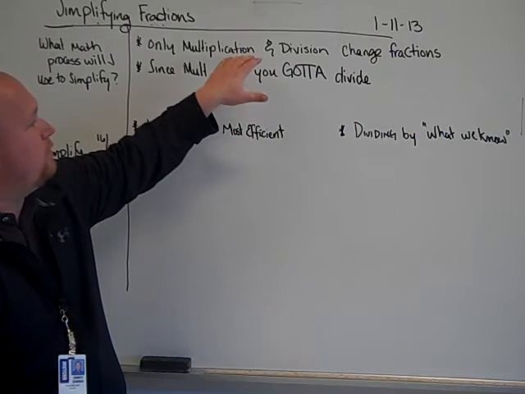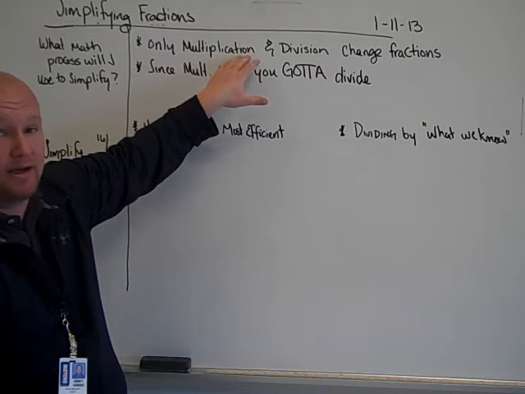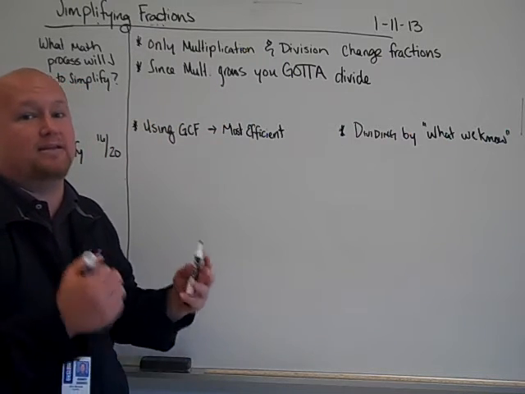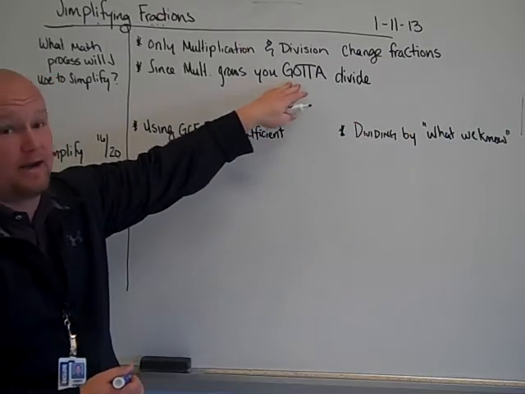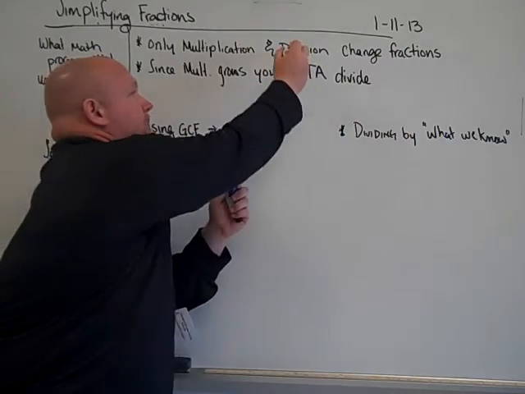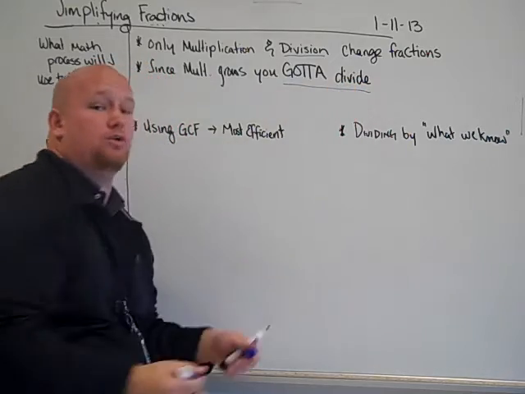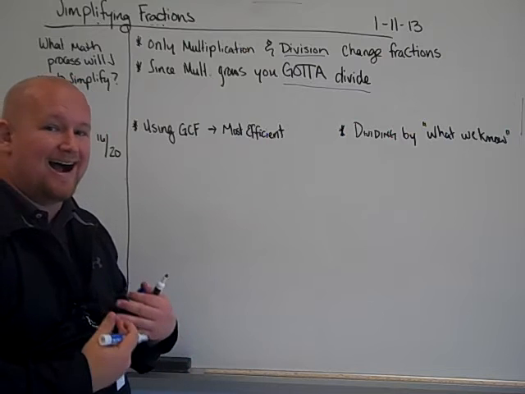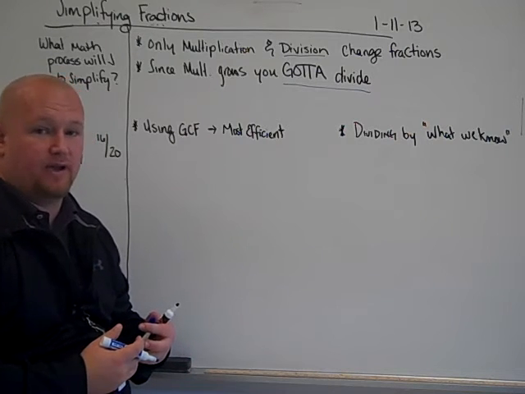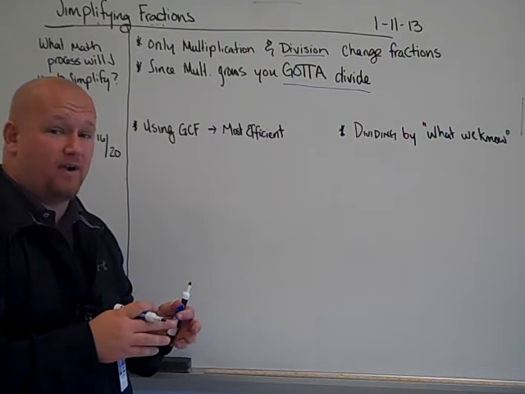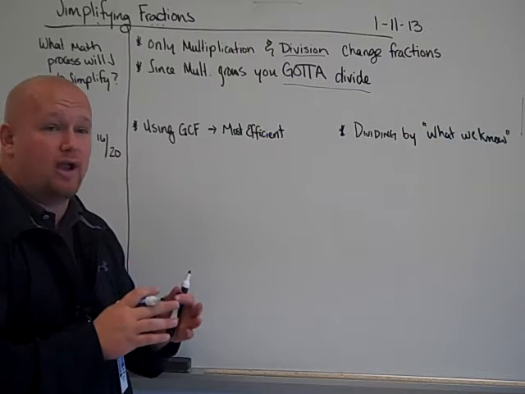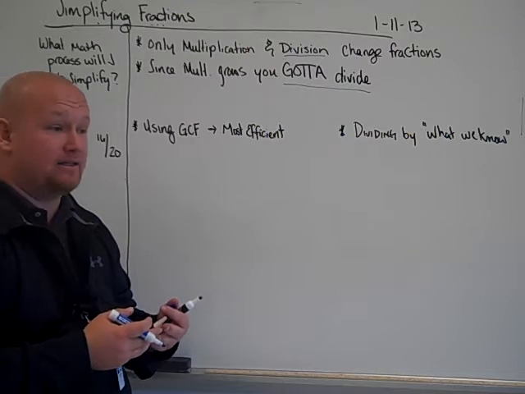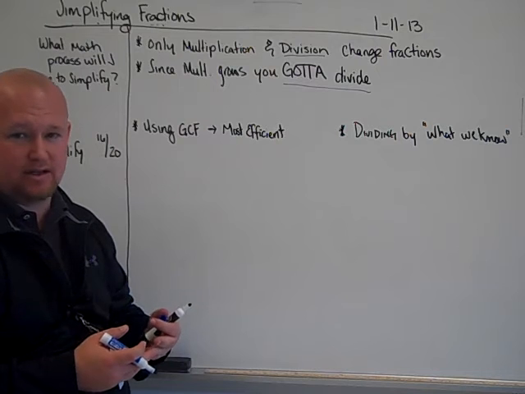Okay? So if you can only change fractions by multiplying and dividing, and multiplying only grows numbers, it makes sense that if you're going to simplify, you've got to divide. It has to happen. If we're going to simplify fractions, we've got to use division. Now, there are two methods that I like to teach students that involve simplifying fractions. Simplifying fractions means just that. You're trying to get the fraction into a form where it is the simplest numbers possible. Ideally, two prime numbers, but sometimes that doesn't happen.